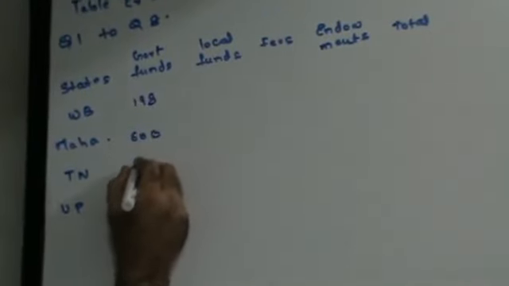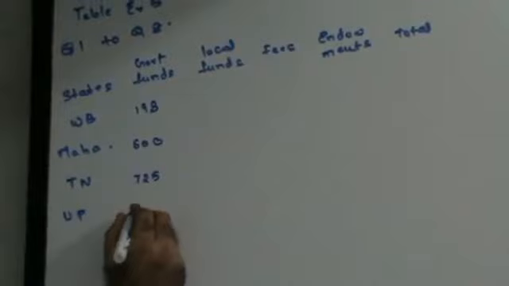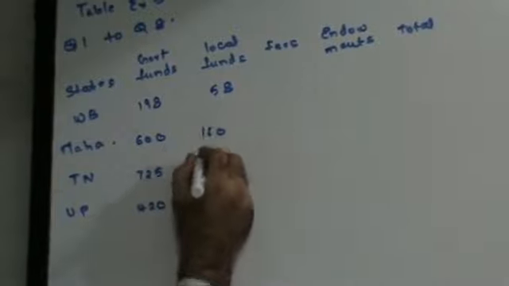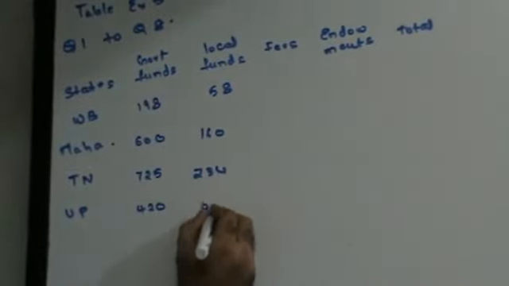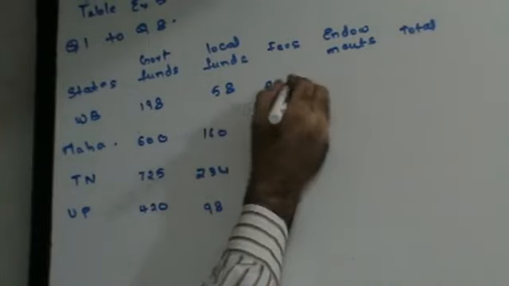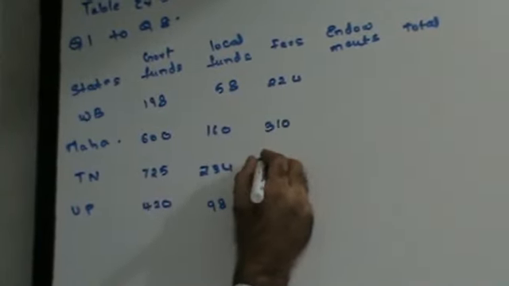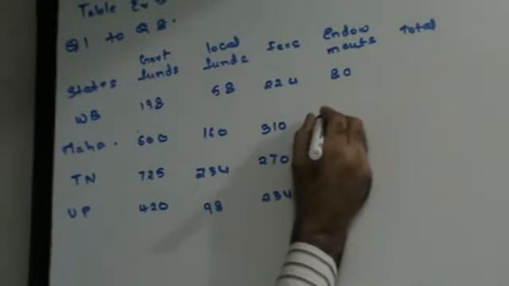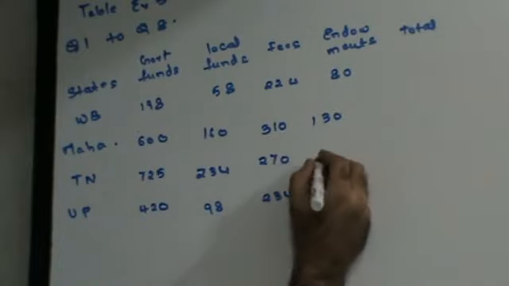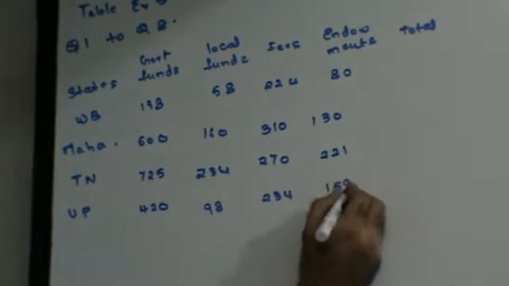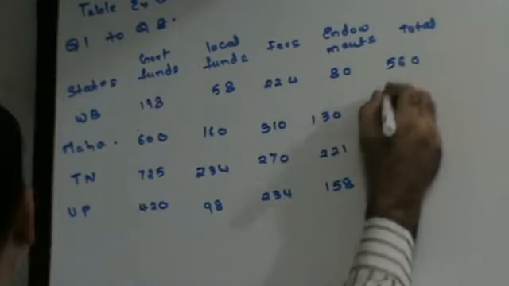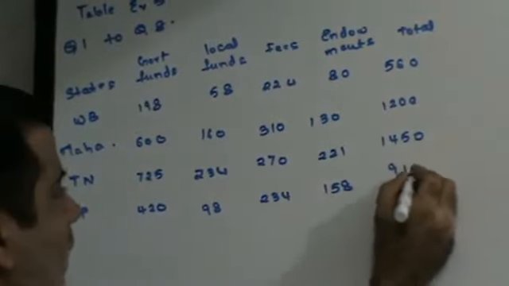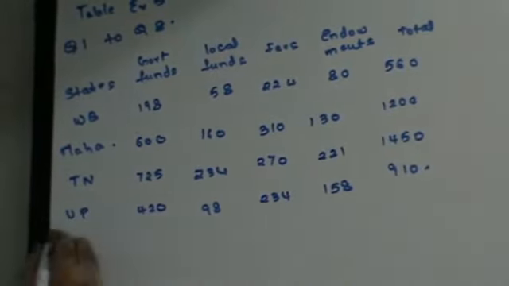198, 600, 725, 420. 160, 234, 98, 224, 310, 270, 234, 80, 130, 221, 158, 560, 1200, 1450 and 910. Right? Let's see this.